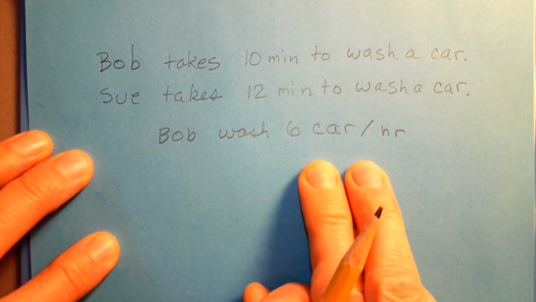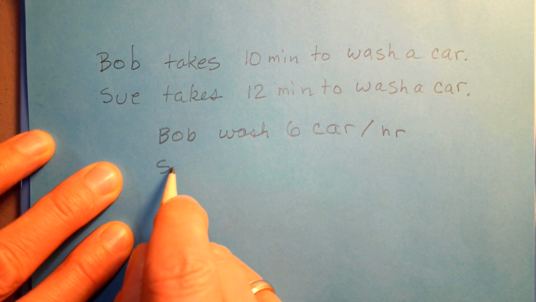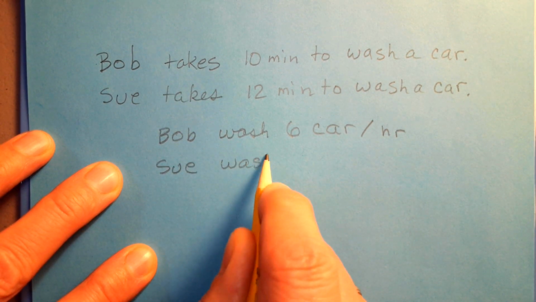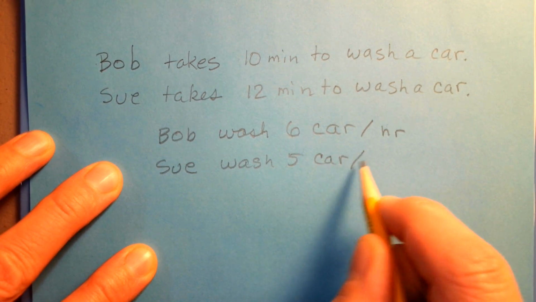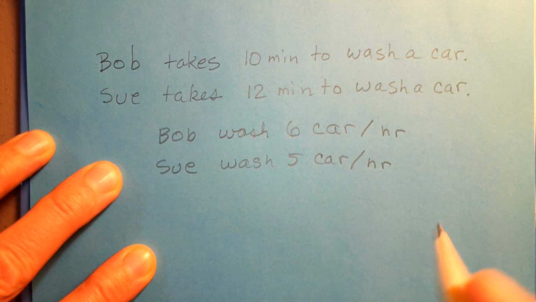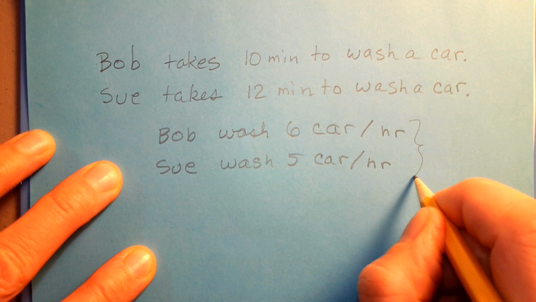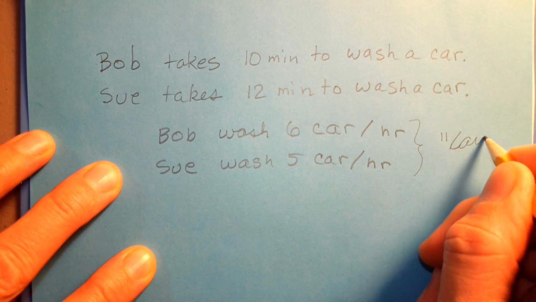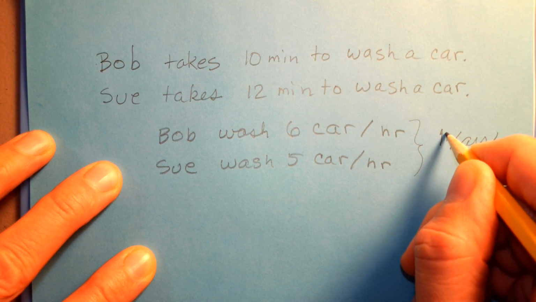So we could think of that as his rate, right? And Sue can wash 5 cars in an hour. So if they're working together, then we know that they can wash 11 cars per hour, right? That makes sense. 11 cars per hour, because they're working together.